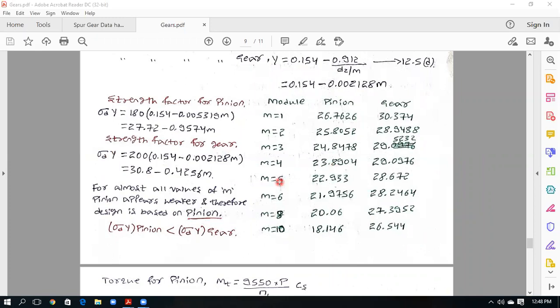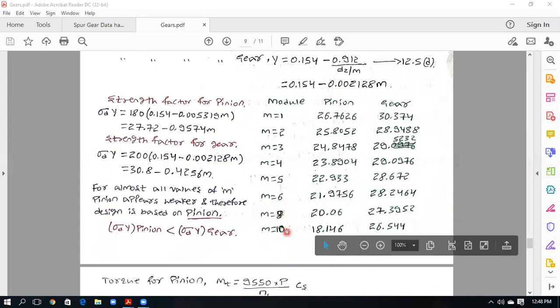Similarly, I have substituted m is equal to 5. In this case, for the gear I am getting 28, whereas for the pinion I am getting 22.95. Means still here the pinion is weaker, the gear is stronger. After that I substitute 6. Here also the pinion is weaker, the gear is stronger. Like that I have taken 8 and 10. In all the cases the pinion is weaker. Here also you can see that the pinion is weaker and the gear is stronger.